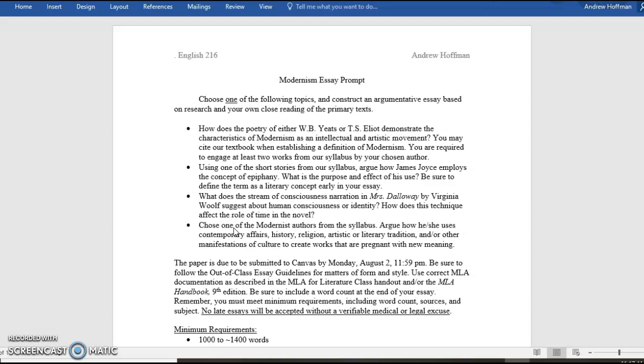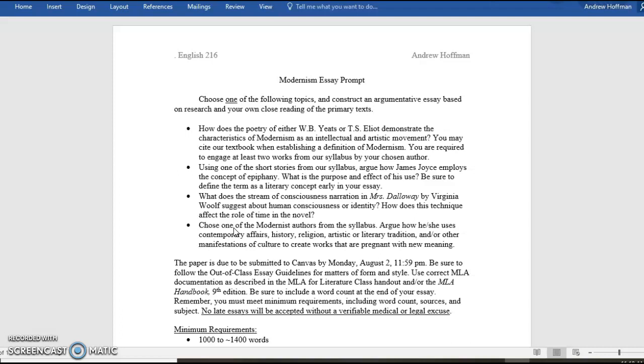Or you may choose one of the modernist authors from the syllabus, which is basically Yeats, Eliot, Joyce, Virginia Woolf. Argue how he or she uses contemporary affairs, history, religion, artistic or literary tradition, and or other manifestations of culture to create works that are pregnant with new meaning. So this is the question, which is basically a bit broader, a bit more wide open, kind of allows you to go in other directions than maybe what the other questions ask you to do.